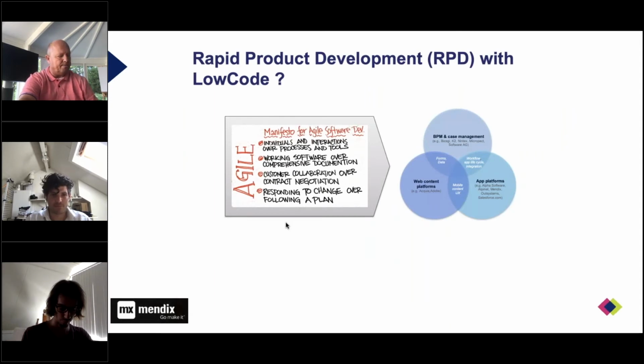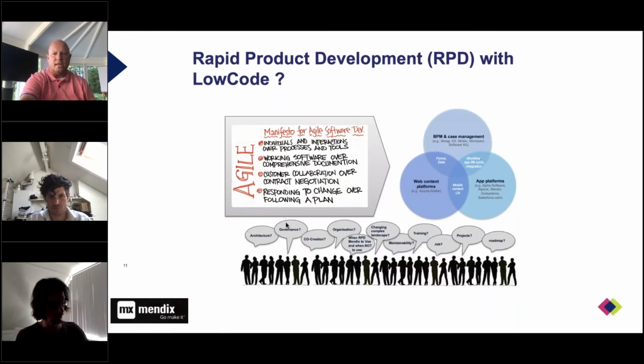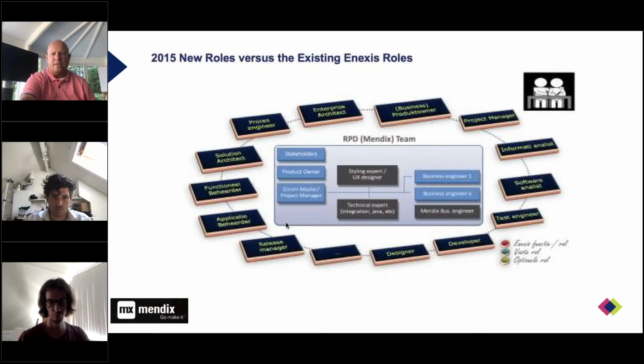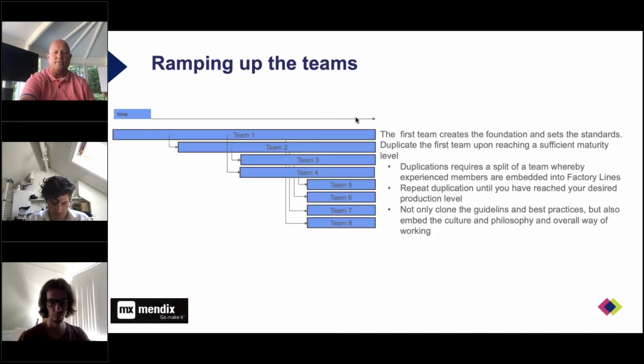What does that mean? Furthermore, we developed, and we called it a rapid product development with low code, and we had all these questions in the organization. What about architecture? What about governance? What about co-creation? We had to really make sure that all those questions were being answered, and that we brought back all these different roles that we had within a Nexus, over 14 roles, and bring those back to a 6 to 8 specialists team that we would like to have.